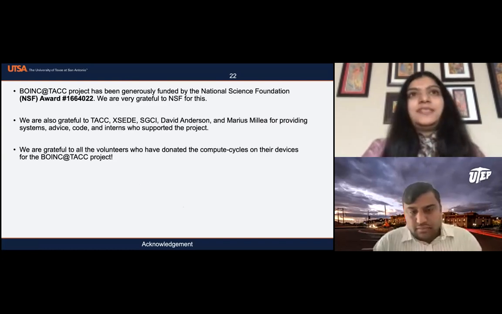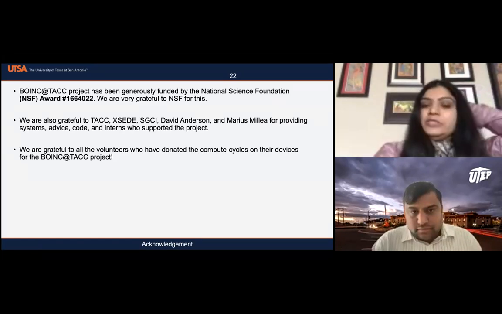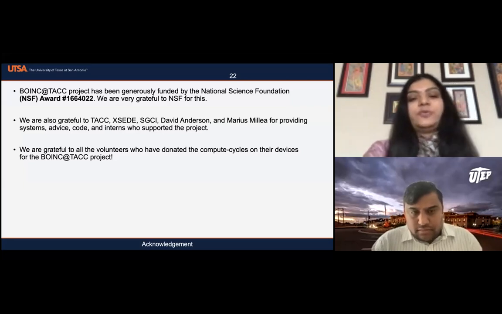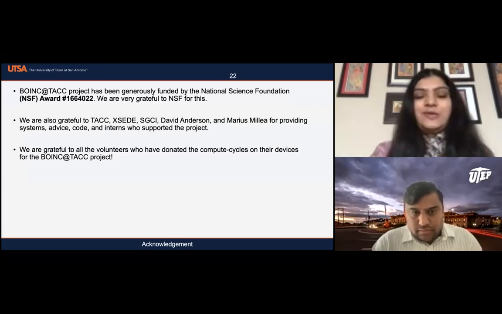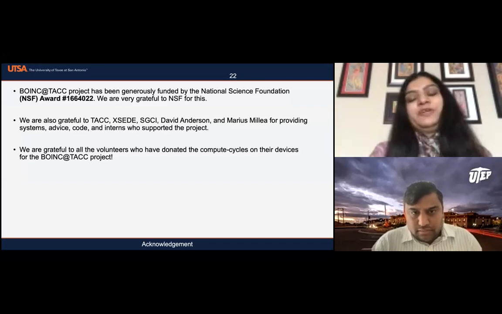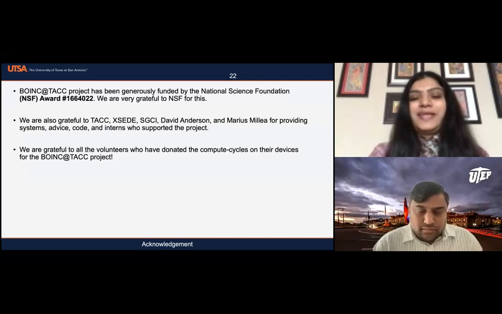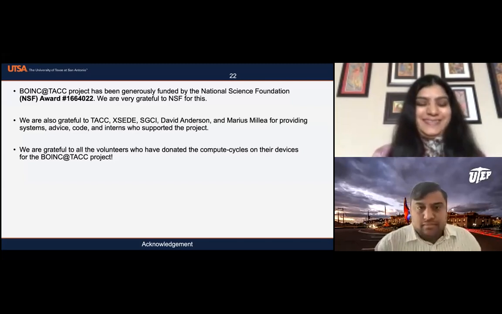The BOINC TACC project's funding is set to expire on April 30, 2021. For the next phase of the project, we are in discussions to see how it can be sustained at TACC. If possible, either we can move BOINC TACC to UTSA, or we'll be starting BOINC UTSA, a new project. We'll be sending out information to the community and requesting your help to join us at BOINC UTSA once it's up and running. Thank you very much.